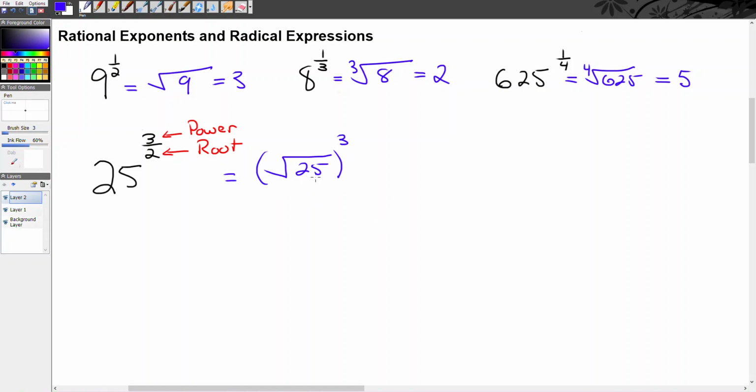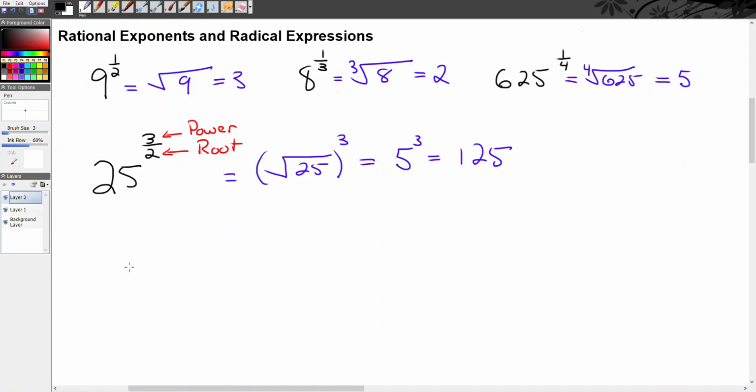So if we think about this, what's the square root of 25? 5. So this becomes now 5 to the third power. And what is 5 times 5 times 5? 125. Let's take a look at another one.